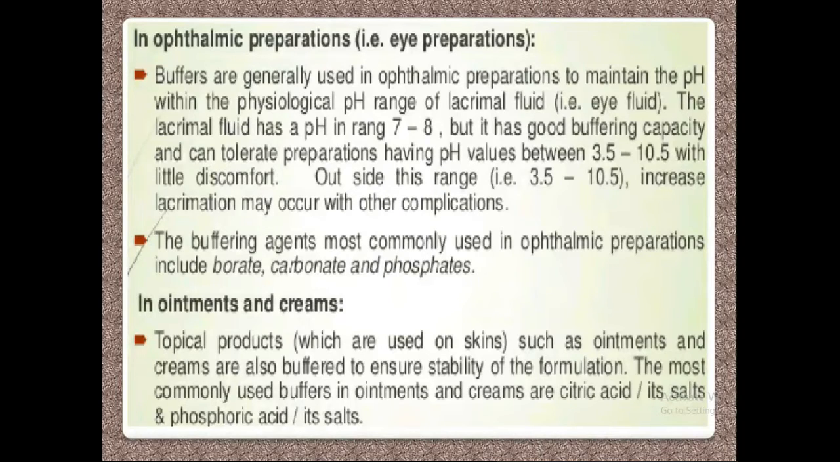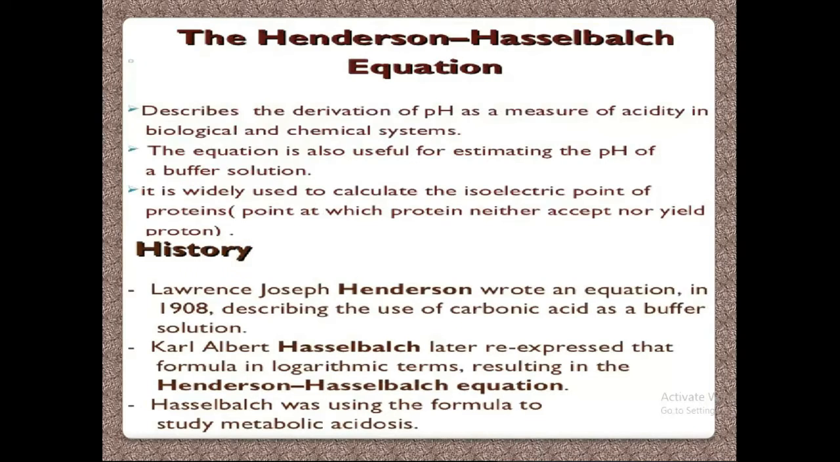Now, ointments and creams, like the creams we use on our face. Topical products which are used on our skin, such as ointments and creams, are also buffered to ensure stability of the formulation. The most commonly used buffers in ointments and creams are citric acid and its salts, the citric acid buffer, and phosphoric acid and its salts, the phosphoric acid buffer. So this is about buffer systems.